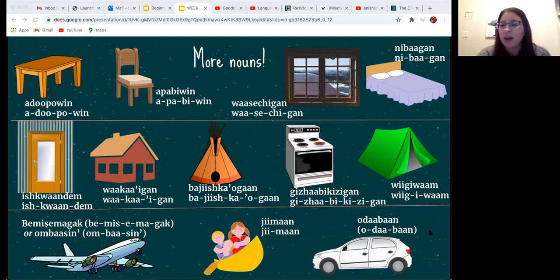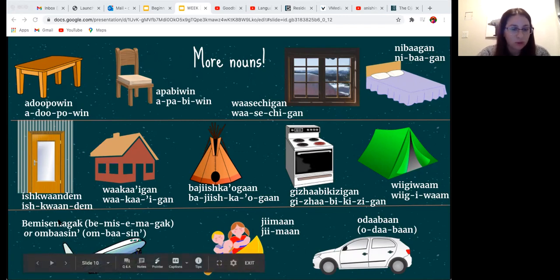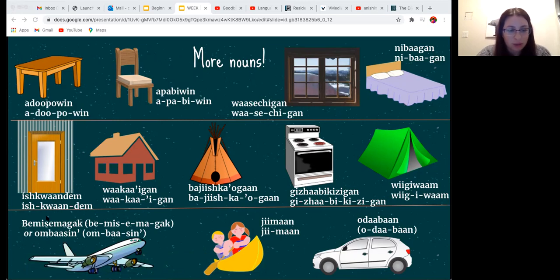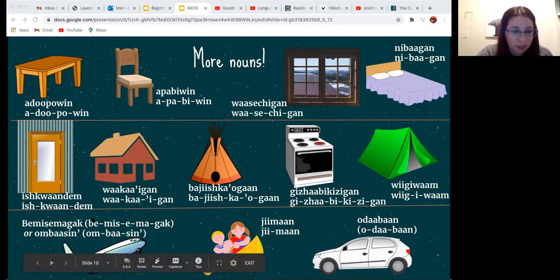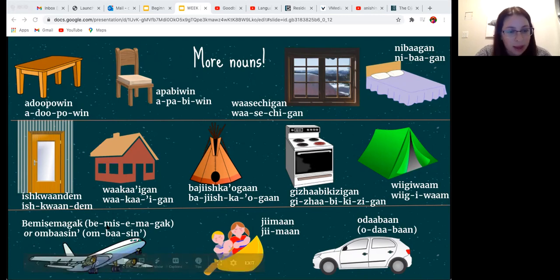All right. So, tent. So, wegewam. Wegewam. Okay, so there's two words for airplane. So, these could be used in different areas, but they both mean airplane. So, the first one, bemeze magak. Bemeze magak.